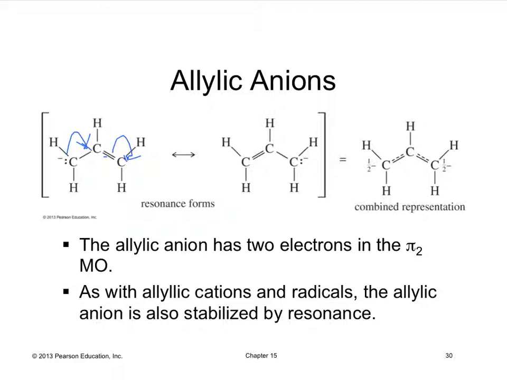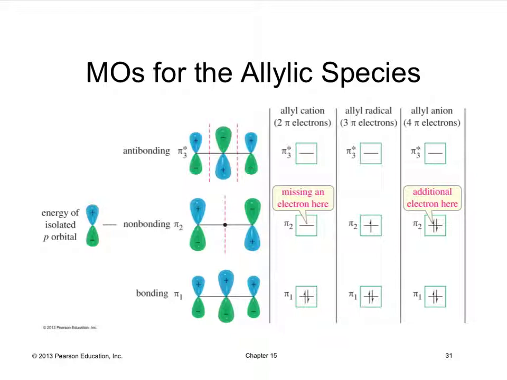The allylic anion has 2 electrons now in the pi 2 molecular orbital. As with allylic cations and radicals, the allylic anion is also resonance stabilized. If we look at the molecular orbitals for the allylic species, here's the energy of an isolated p orbital. The bonding would be if all of the positive lobes are overlapping, so you have bonding occurring. So this is bonding pi 1.